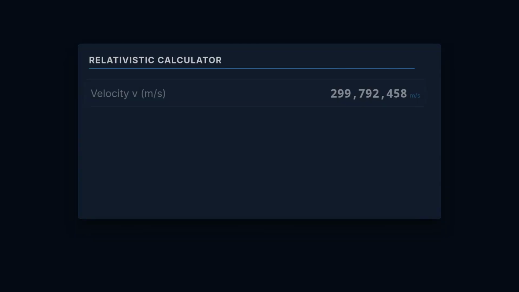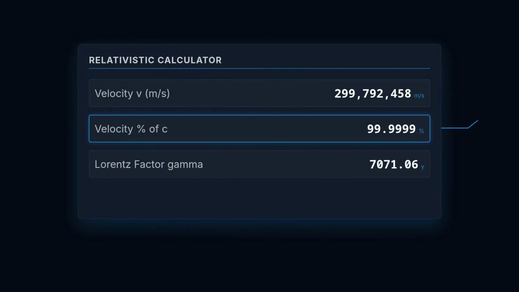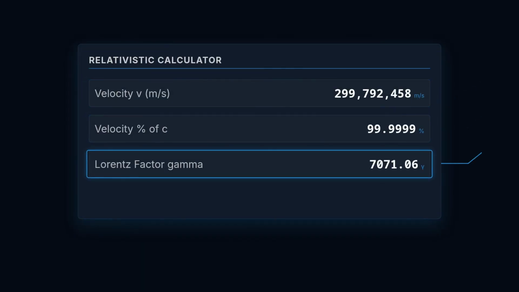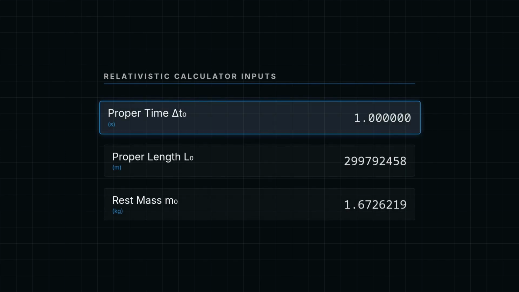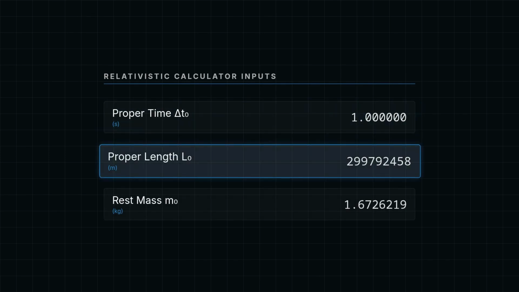The input fields include velocity v in meters per second, velocity as percentage of c, Lorentz factor gamma, proper time delta t naught in seconds, proper length L naught in meters, and rest mass m naught in kilograms. Let's work through an example. I'll enter 10 in the velocity field.